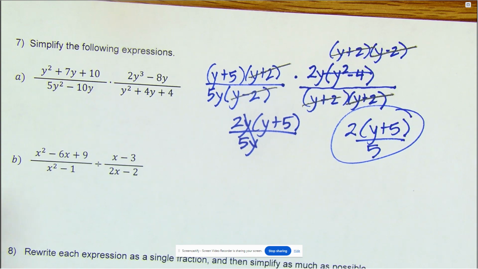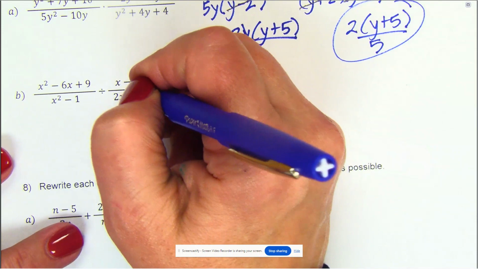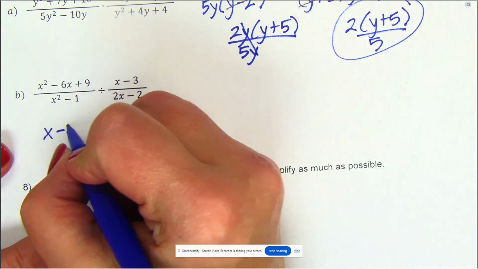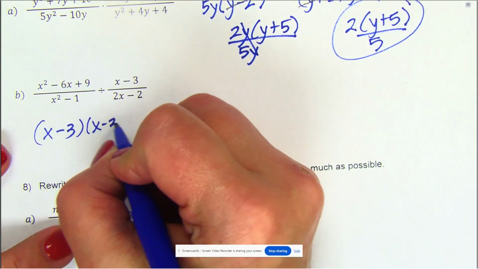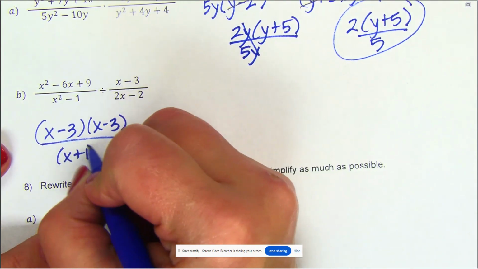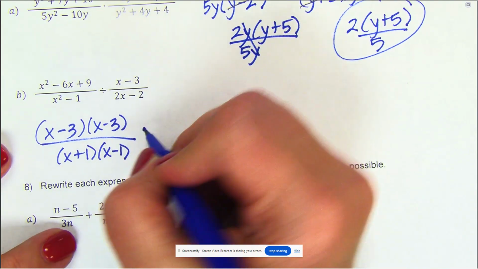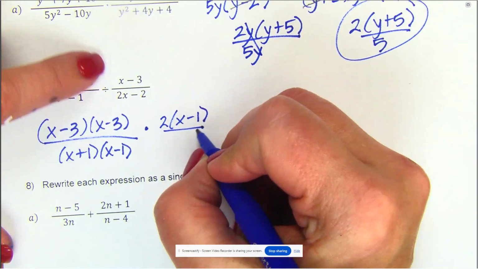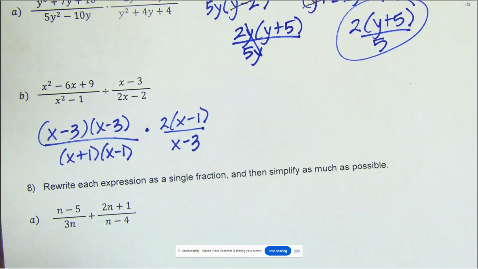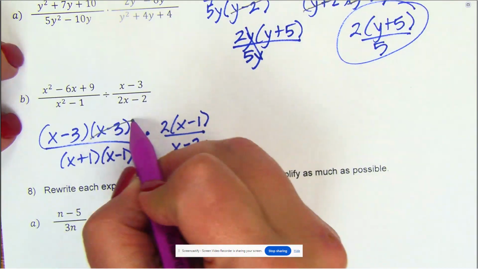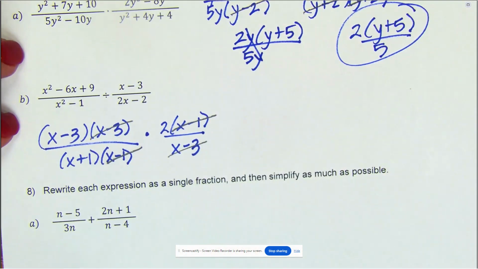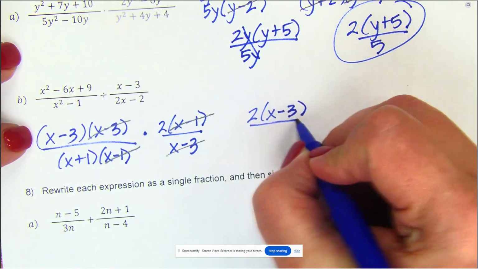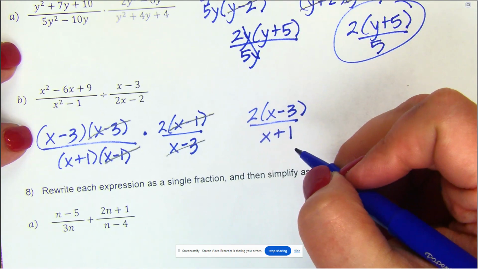All right, next one, divide. The only thing you do differently is you have to flip this, right? When you divide fractions, you're multiplying by the reciprocal. So this is going to be x minus 3 times x minus 3 all over x plus 1 times x minus 1 times, this is on the top, so that's a 2 times x minus 1 over an x minus 3. So cancel, cancel, cancel, cancel. So this is 2x minus 3 all over x plus 1.